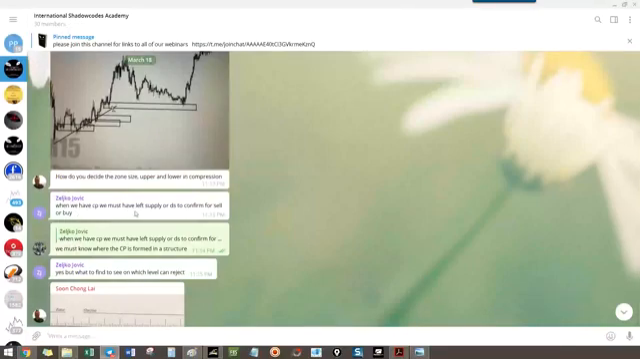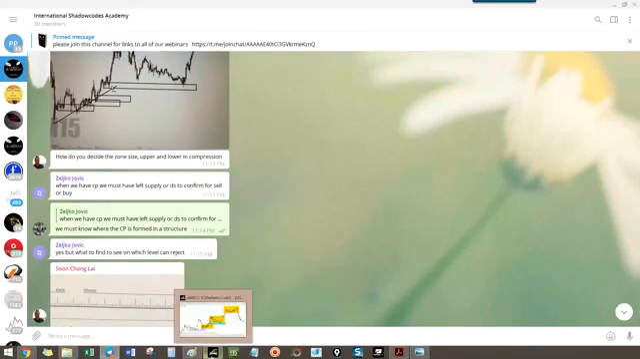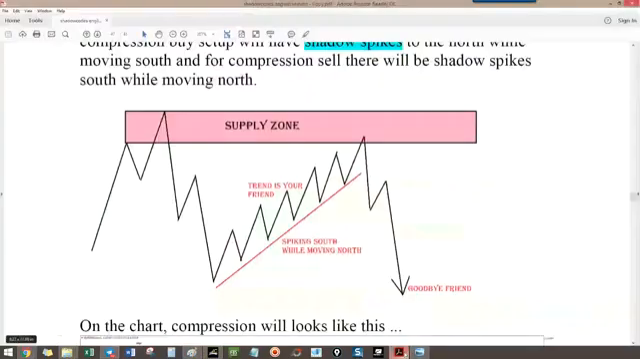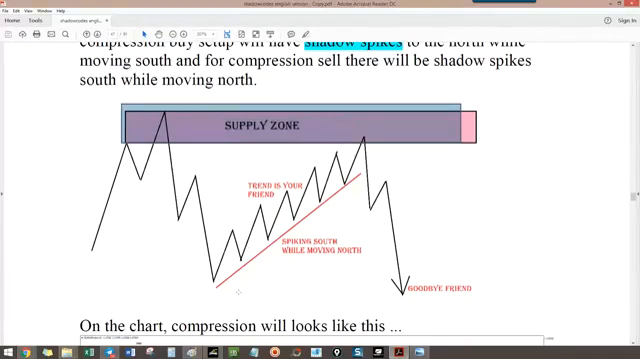When we have CP, we must have left supply or demand zone to confirm for sell or buy. Yes, correct. You need to have something like this. Like if you see a compression, you need to find an entry on the left. Okay, you will find where the compression will stop. So compression will usually go toward the decision on the left, and it will spike to clear demand below, while moving upward.